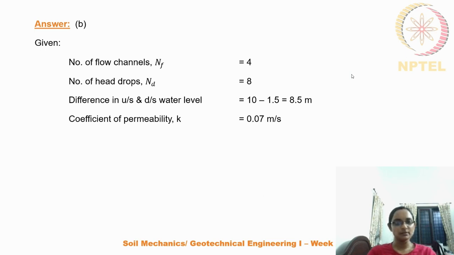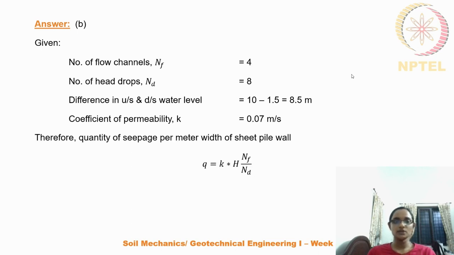So coefficient of permeability is also given as 0.07 meter per second. So applying the same equation, KH NF by ND, we have 0.07 into 8.5 into 4 by 8, which is equal to 0.29 meter cube per second.